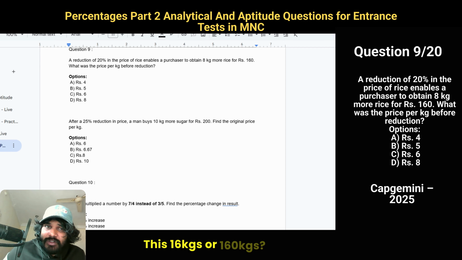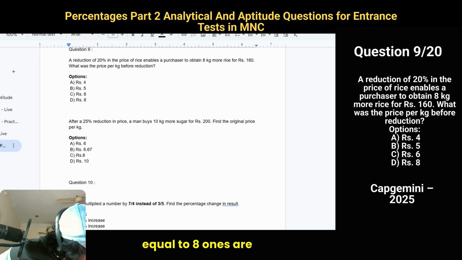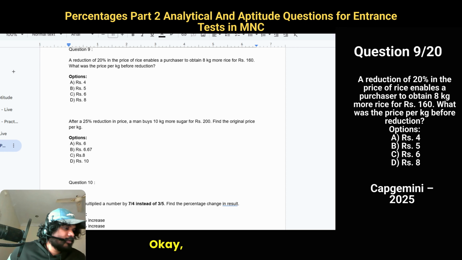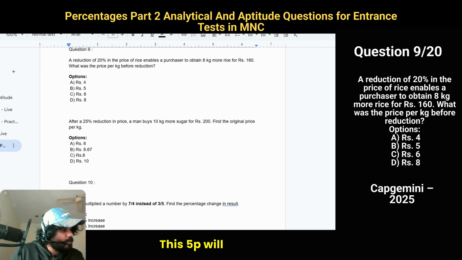Is this 16 kgs or 160 kgs? 160, 20%. 160. Right, okay. 160 into 20p by 80 into 100 equal to 8. So 1 equal to 20p. Okay, 1 equal to 20p because here we have p, right? P into p. This 5p will be the price. So p equal to 1 by 20.